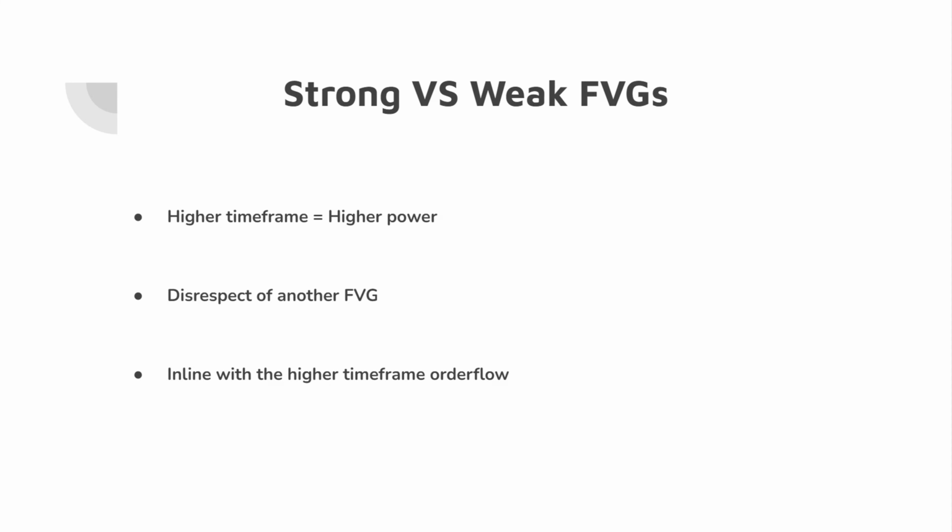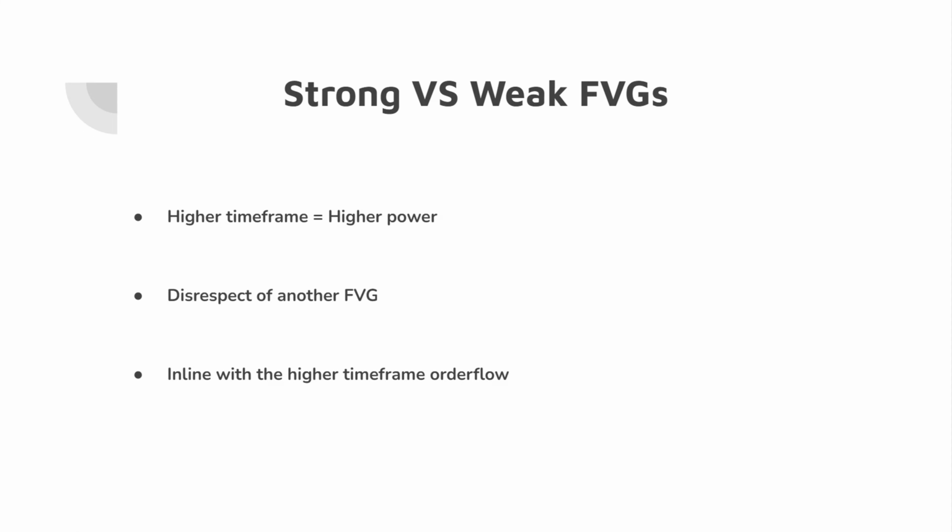Now, when you know how to spot a fair value gap, how can we determine if a fair value gap is strong versus weak? Here we have to understand that the higher time frame equals higher power. That will always be the case. We also have disrespect of another fair value gap, and if you think about this logically, if we do not continue lower off of a bearish fair value gap, then we are continuing higher. That is simply logic, and I'm going to show you what I mean by that in the charts.